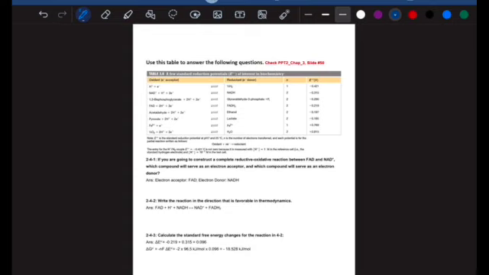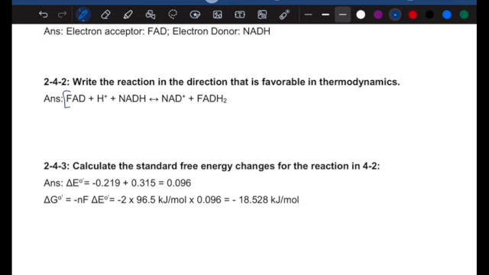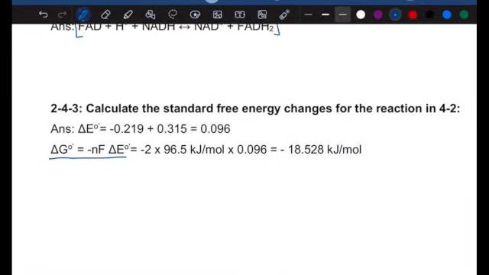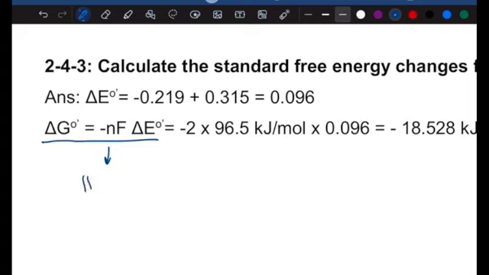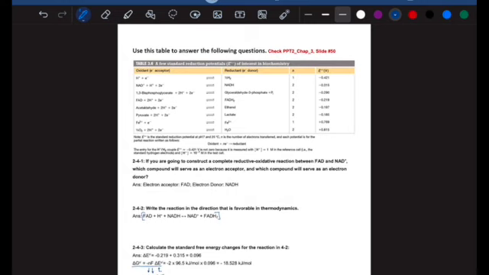This is Juliana Boyette solving question 4, part 3 of homework 2. So we need to calculate the standard free energy changes for the reaction in question 4, part 2. So for this reaction, we will be using this equation, in which n will be the number of electrons, F is Faraday's constant, which is 96.5 kilojoules per mole times volts, and then delta E will be taken from this chart up here.